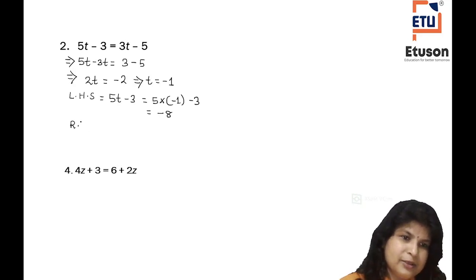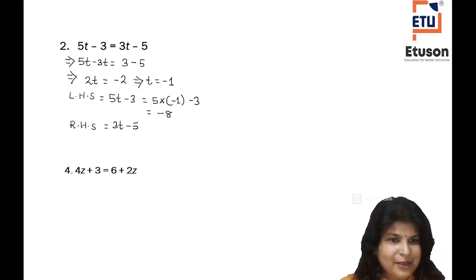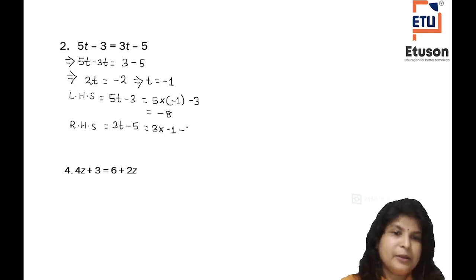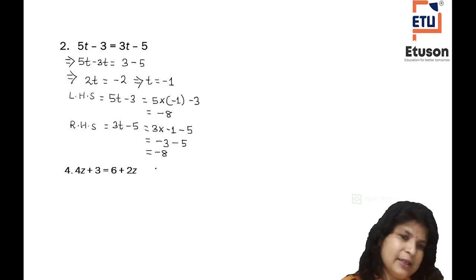What about the right hand side of the equation? Right hand side you have 3t minus 5, correct? Okay, so now what should I do? I should put t is equal to minus 1, correct? So 3 into minus 1 minus 5. So what have you got now? 3 into minus 1 is minus 3, minus 5, and your answer is minus 8.